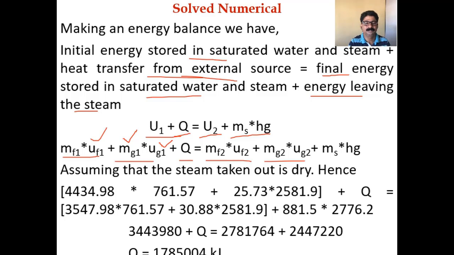Here the mass of steam taken out is Ms, and the heat carried away by that steam is Ms into Hg, because we assume it is dry steam. Because the condition of the steam taken out is not given, let us assume it is dry steam, because steam has to be dry if it has to go out. Now make the energy balance with proper substitutions, and you will get the Q value as 1785004 kilojoules.